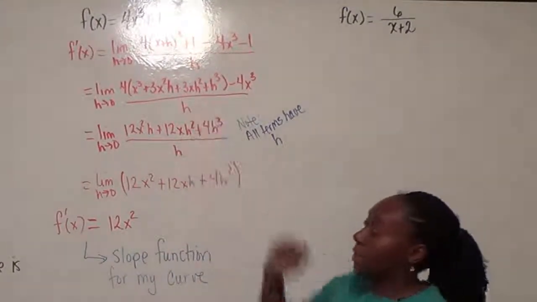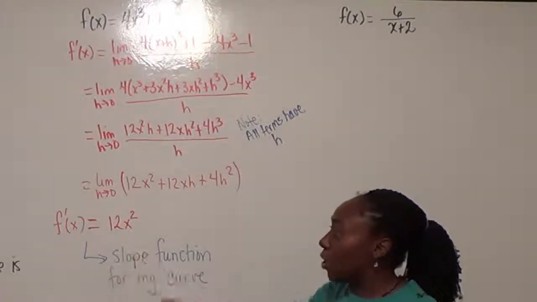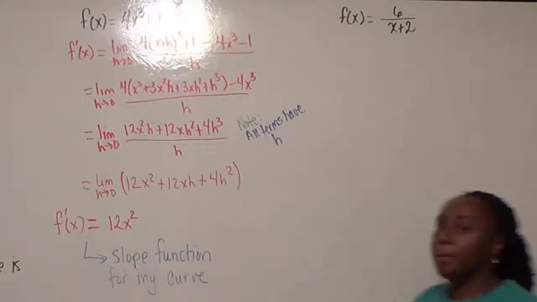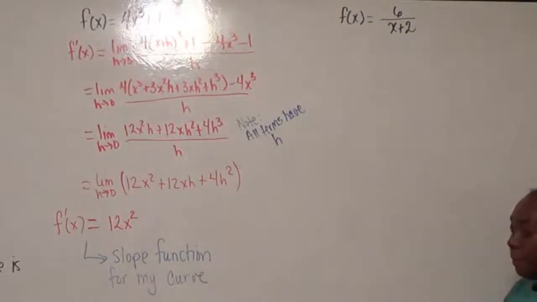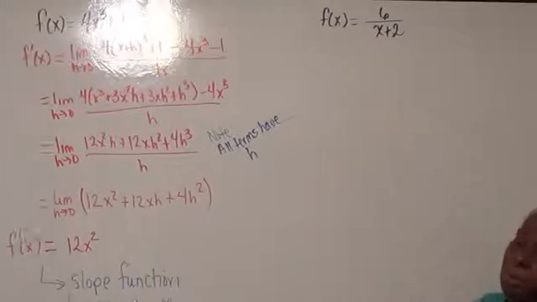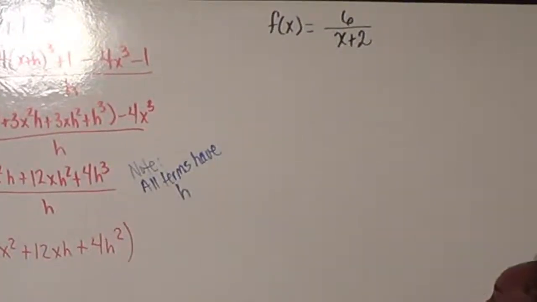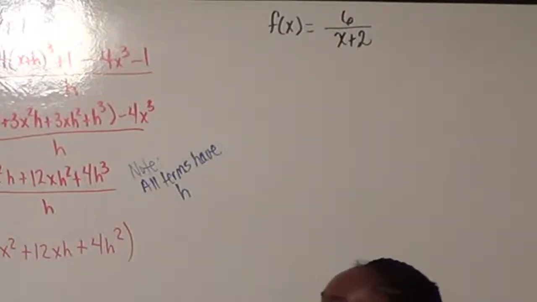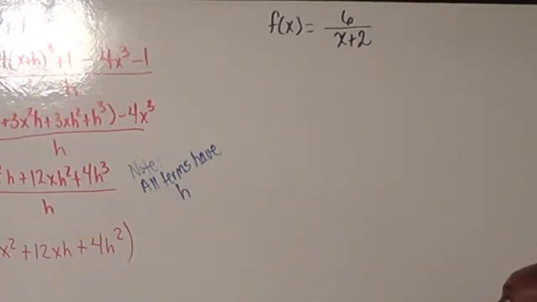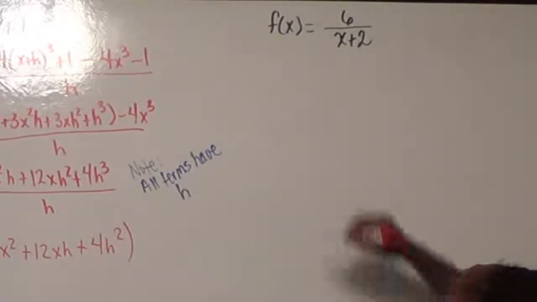So for 4x cubed plus 1, my slope function is 12x squared. Okay. Let's look at another example. So let's look at f of x equaling 6 over x plus 2. Okay, we're going to do the same thing. We're finding the derivative using this definition. The only difference is now I'm not looking at a polynomial function.